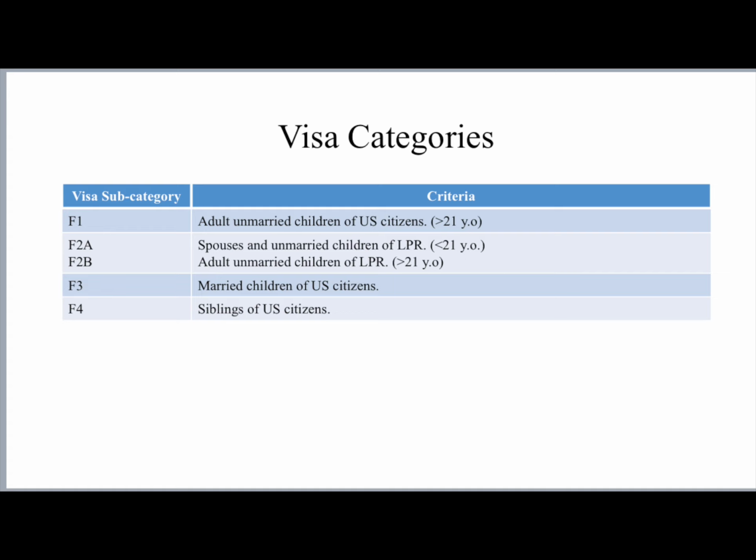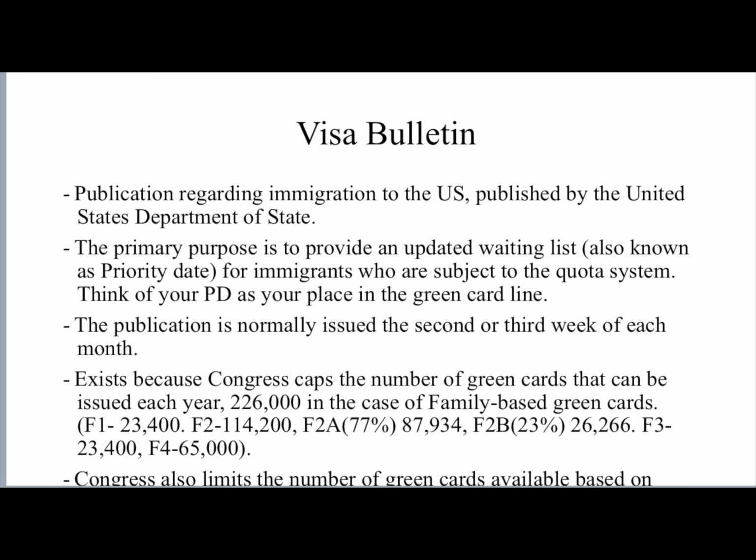All right. So on that background, let's discuss the visa bulletin, which is a publication regarding immigration to the U.S. that is published by the United States Department of State. The primary purpose of the visa bulletin is to provide an updated waiting list, which is also known as the priority date, for immigrants who are subject to the quota system. And by the quota system, I mean, is a visa going to be available out of the 226,000 that they have for the year? Is a visa going to be available for you when your date comes up?